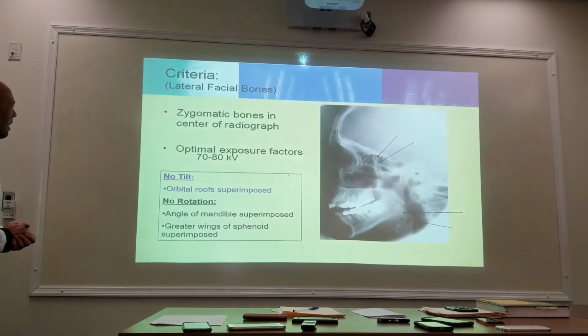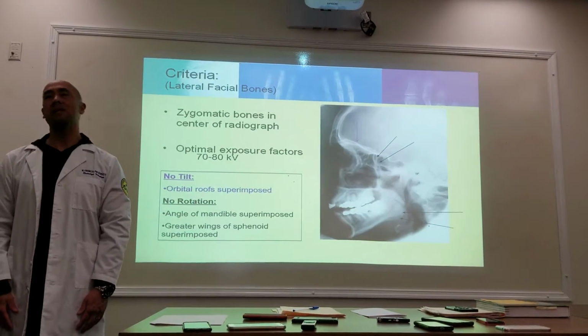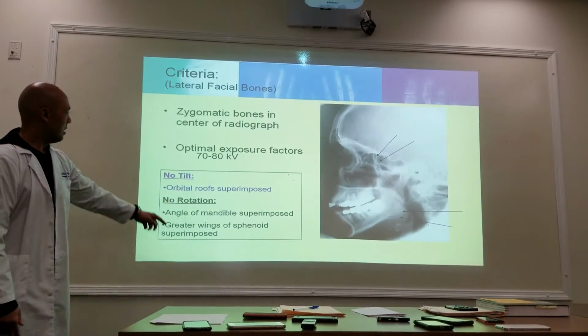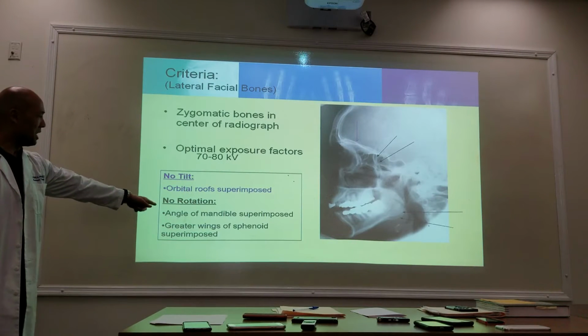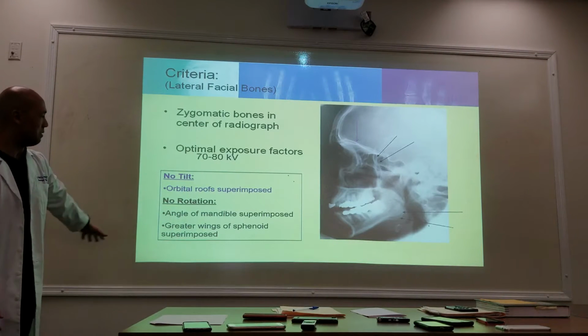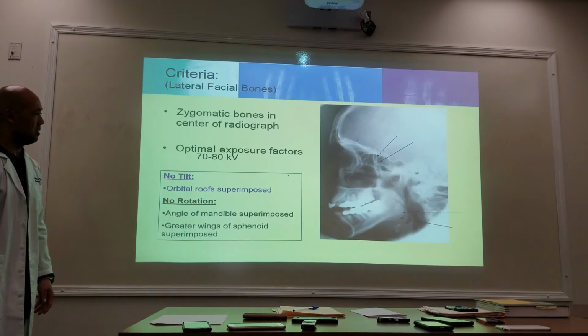Okay. So optimal exposure factor between 70 and 80, so 70-ish. No tilt. A break in the central axis, that's a tilt. We're looking at the orbital roofs, making sure that they're superimposed. No rotation, you should see just one mandible. Greater wings should be superimposed.